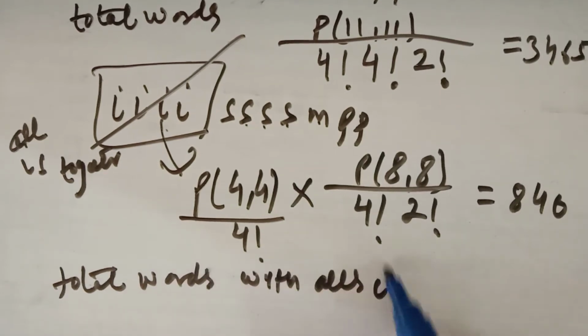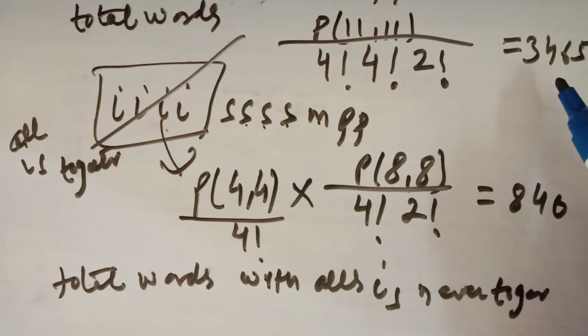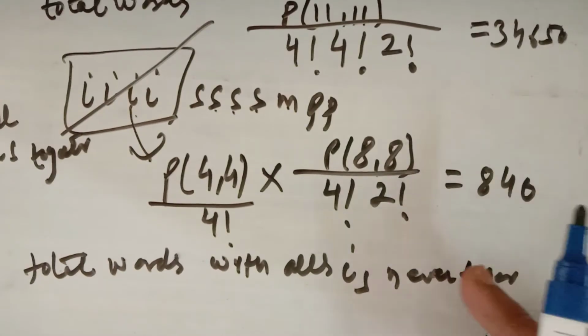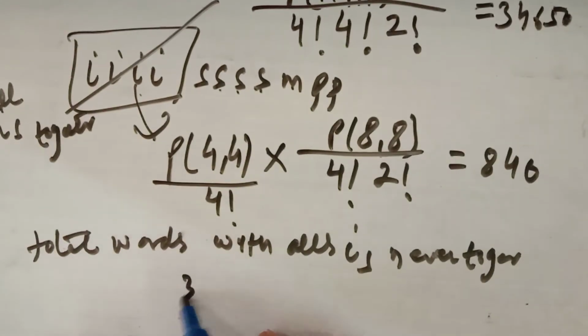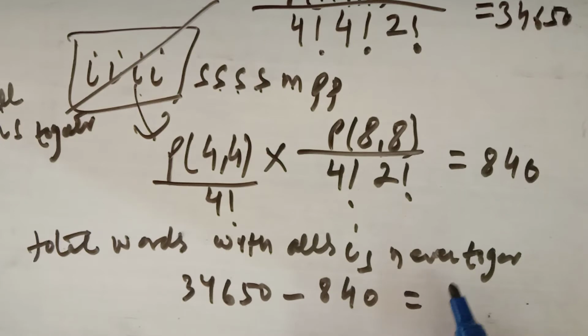with all I's never together. तो what you have to do, ये टोटल वर्ड है मिसिसिपी के, ये वो वर्ड्स हैं जिसमें सारे आइज टुगेदर आ रहे हैं, तो आप इसमें से सब्ट्रैक्ट कर लीजिए. So these are the total words when all I's are never together. 33810 you get.